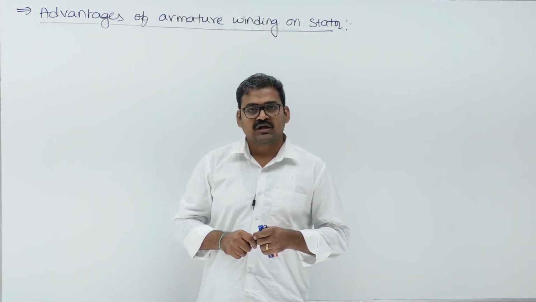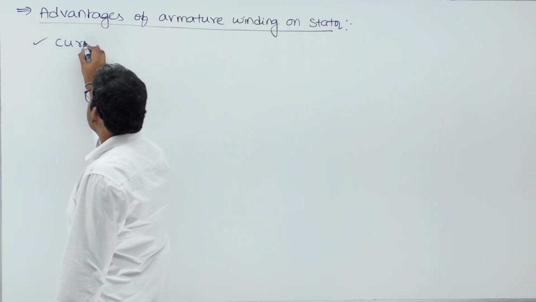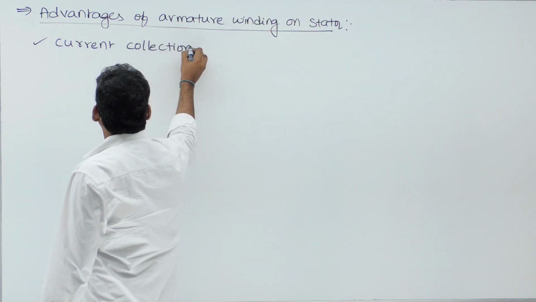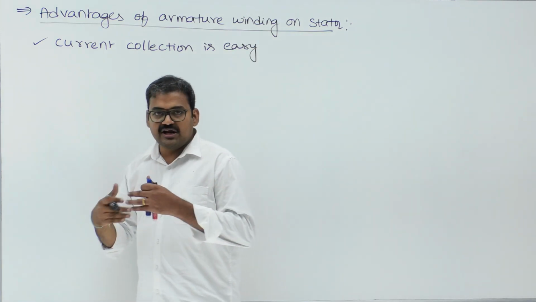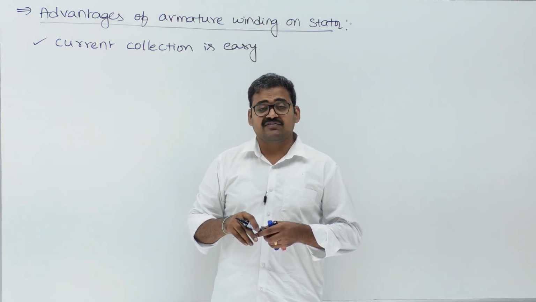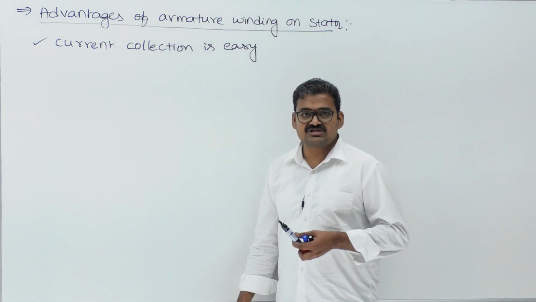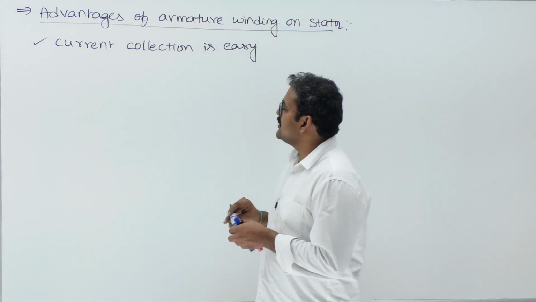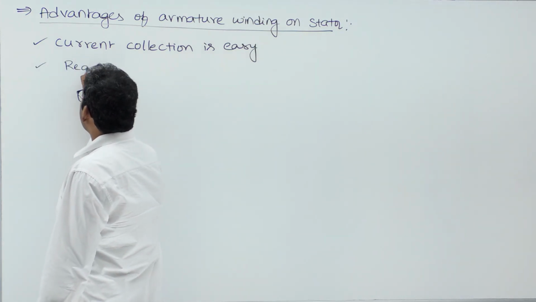Let us understand what are the various advantages if armature winding is on stator rather than on rotor. The first advantage I am repeatedly saying, that is current collection becomes very easy. Current collection is easy because if winding is rotating, when you are trying to collect current from a rotating part, definitely arcing problems will be there. But here, as winding is stationary, collecting the current is very easy. Next, second important advantage is reduced number of slip rings.